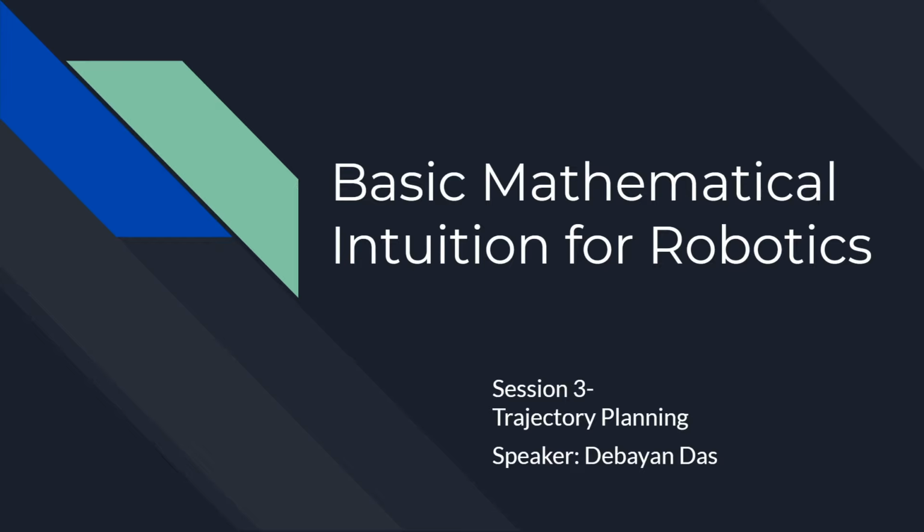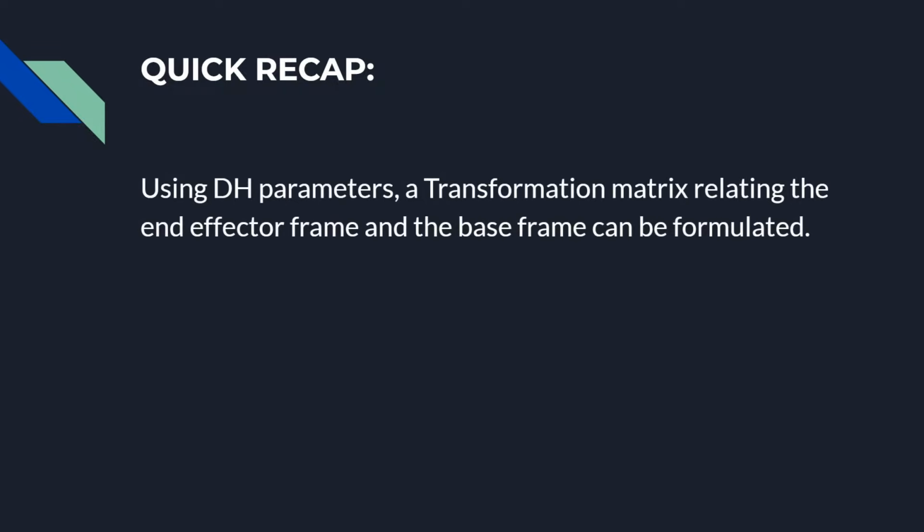Before we start off, we'd like to go through a quick recap of whatever happened in the previous session. It's going to be a very quick recap. What we learned in the last session was about kinematics. We realized that we could use DH parameters, of course not the only way, but one of the methods of creating a transformation matrix, where we could have one matrix that could relate the end effector's frame to the base frame. So we would have world coordinates and we could figure out exactly where the end effector is.